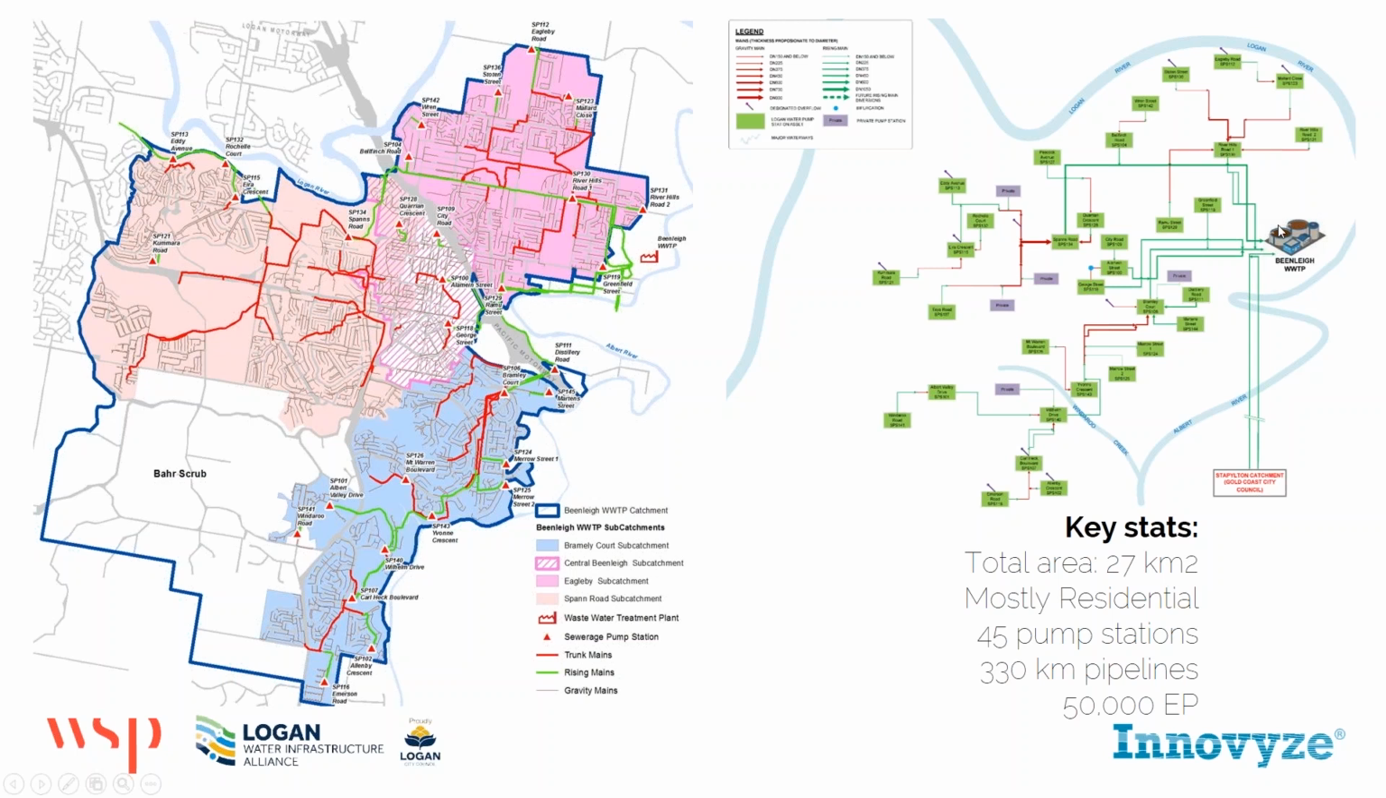So there's 45 pump stations in this catchment, 330 kilometres of pipelines, and 50,000 EP or equivalent persons. It's not a huge catchment. Council does have bigger catchments than this, but it is quite complex due to the number of pump stations, and there's quite a few pump stations that inject into common rising mains. So there's a few challenges with setting the model up there.